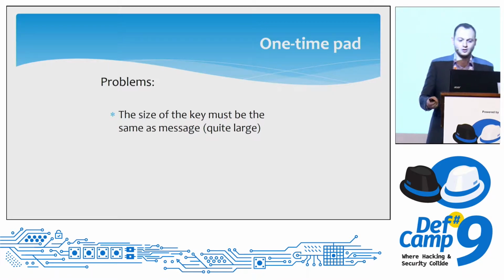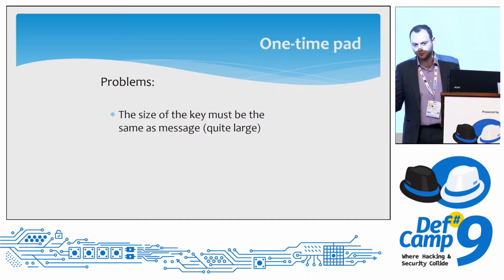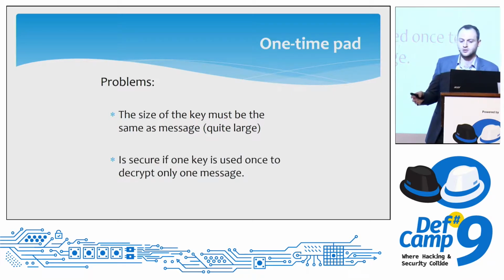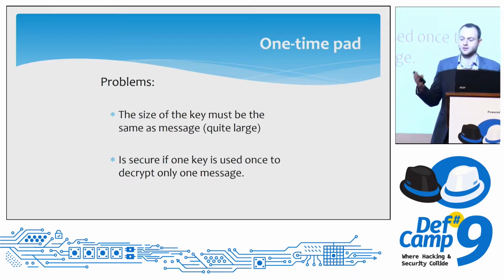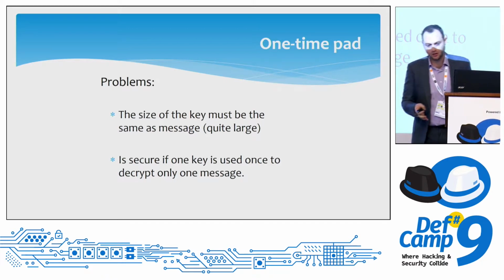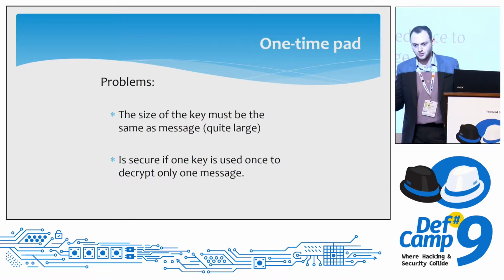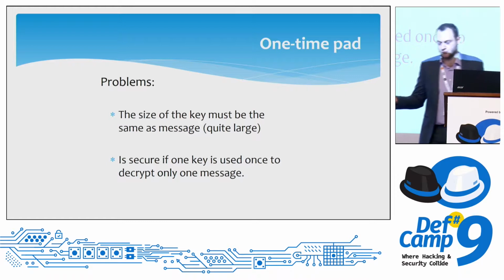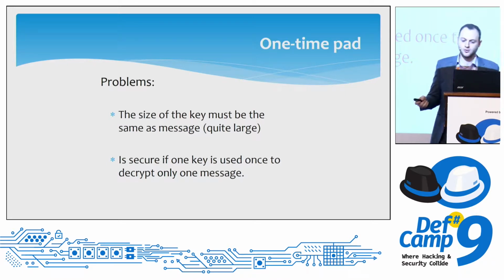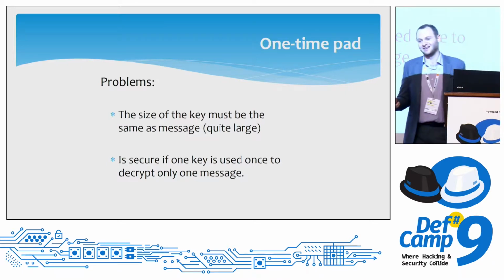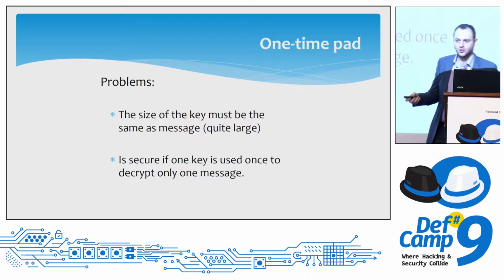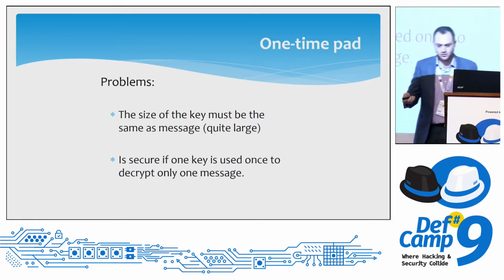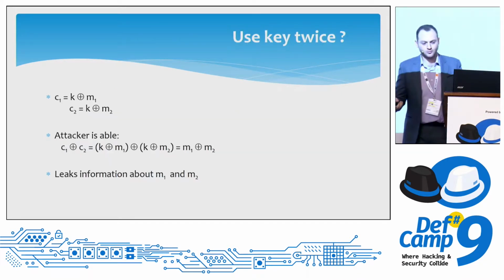Because it has two drawbacks. The first one is that the size of the key must be the same as the message size. Usually in practice we encrypt really big messages, so the key must also be really big. And the second problem is that we need a one-time key. What does it mean? For every message, we need a unique key. So let's talk about the second problem.